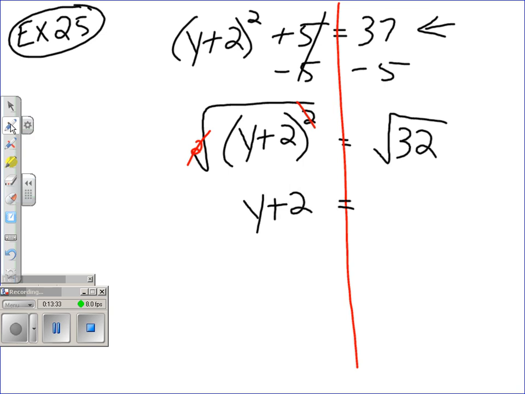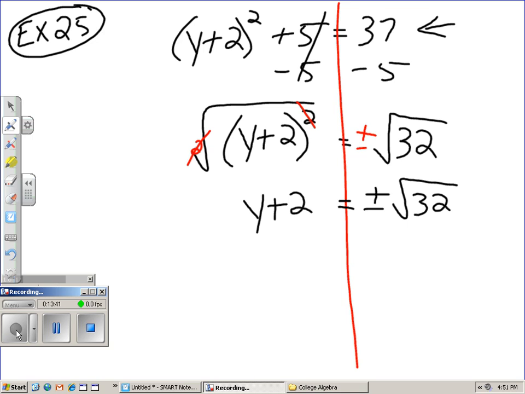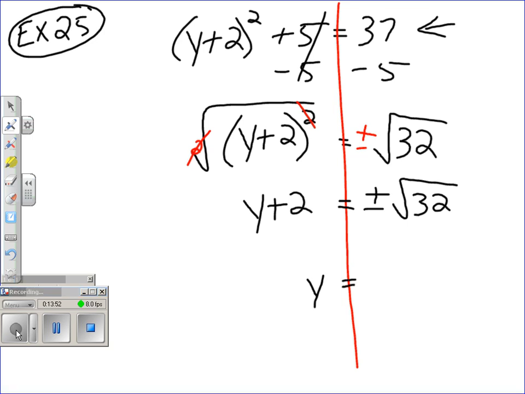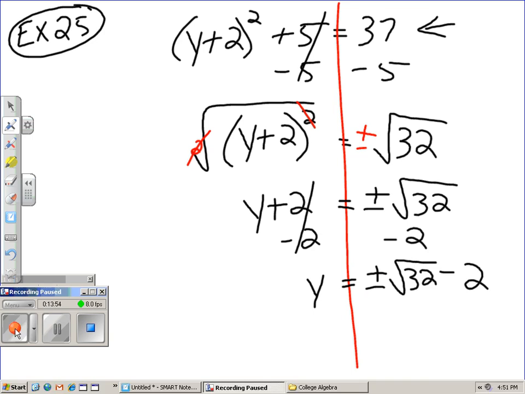That's the square root procedure. And don't forget, anytime you take a square root, squeeze a little plus or minus in front of it. And here's what I have. y plus 2 equals plus or minus square root of 32. Now that square root of 32 will simplify further. We can do it right now, or we can do it at the end of the problem. I'm going to go ahead and isolate that y, so I'm going to go ahead and get rid of that 2. And I have y equals plus or minus square root of 32 minus 2.